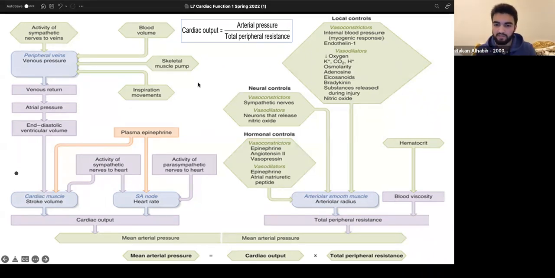On this side, he's just saying the things that affect the total peripheral resistance, basically vasoconstrictors and vasodilators. So a vasodilator would basically decrease the total peripheral resistance. Therefore, we can accommodate more cardiac output, okay? And a vasoconstrictor would basically constrict the vessel. Therefore, you can accommodate less cardiac output, okay? But higher systemic vascular resistance. That's it, basically.